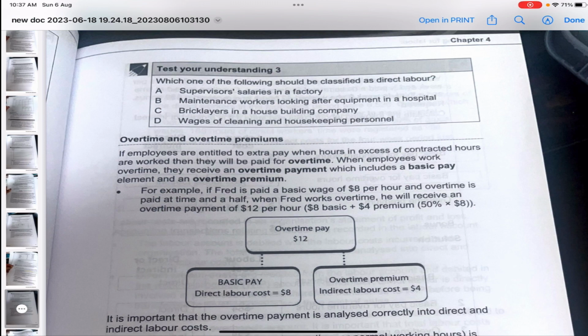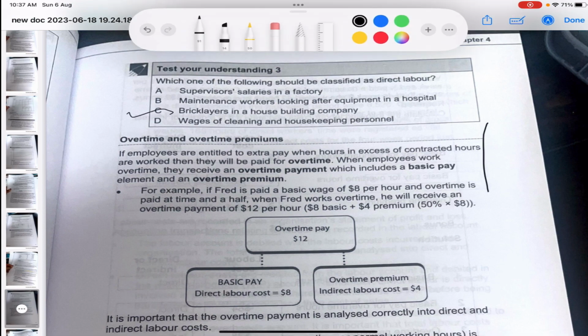Wages of cleaning and housekeeping. So housekeeping and cleaning is my indirect cost. So my answer is C.